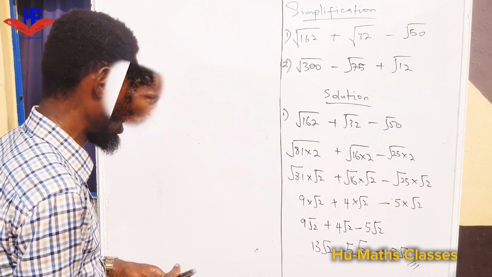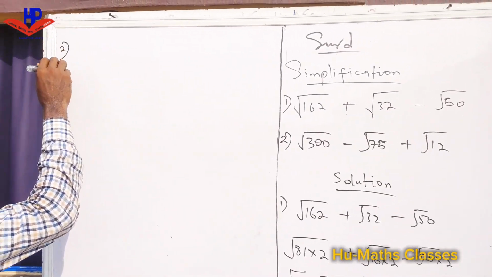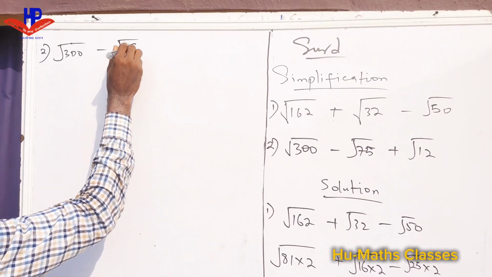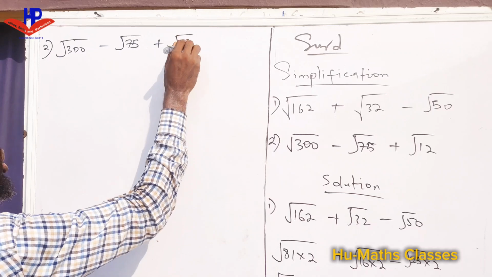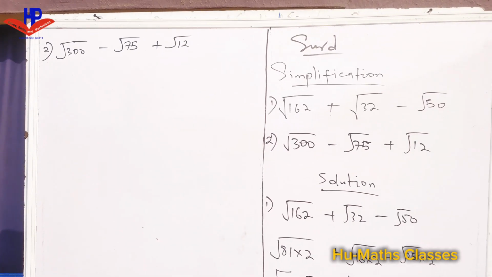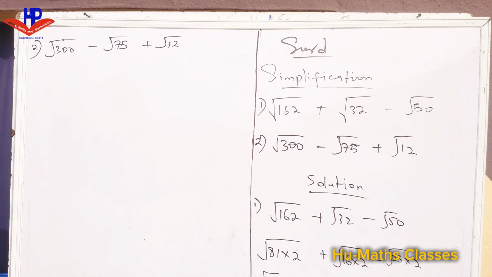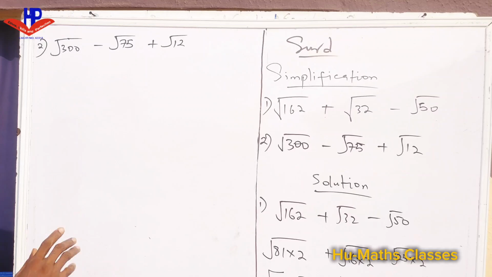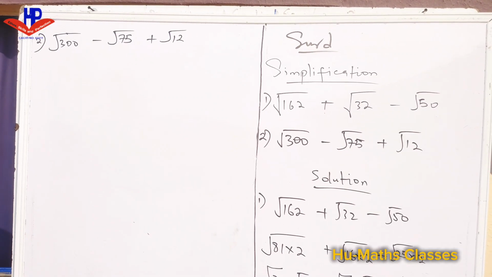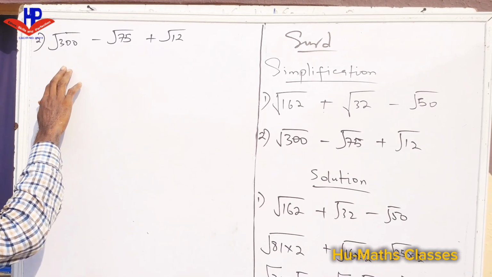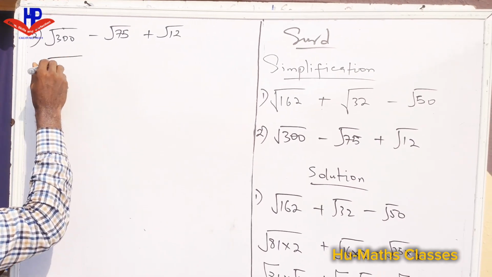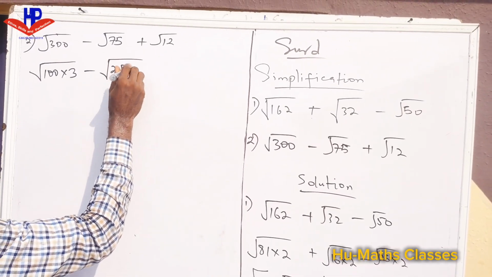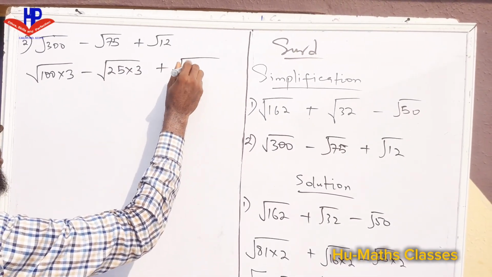Let me solve the number 2 problem. We have root 300 minus root 75 plus root 12. So I'm going to express 300, 75, and 12 in two factor forms, in such a way that one of the factors will have a perfect root. I know somebody's already thinking of 300 as 100 times 3. So that would be 100 times 3 minus 25 times 3 plus 4 times 3.